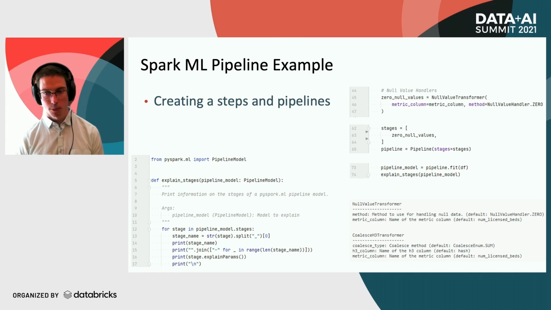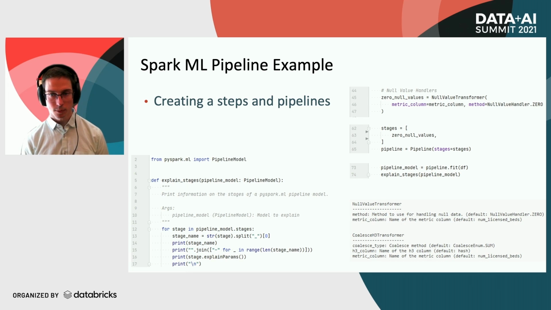So what does this look like in practice? I'll go through a more detailed example in a few minutes, but we instantiate the transformer on line 45, then we make it as part of some stages in lines 62 through 65, and then we're able to create that model on line 73. We can then run explain stages.